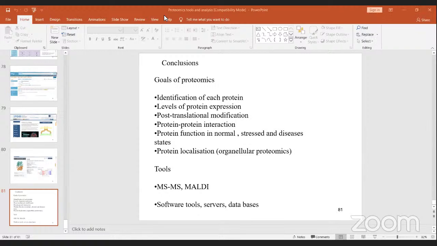As we have time, sir, there is one question from the participants' end. By yeast two-hybrid technology, can we check the PTMs? Yeah, we could do that. Sure.